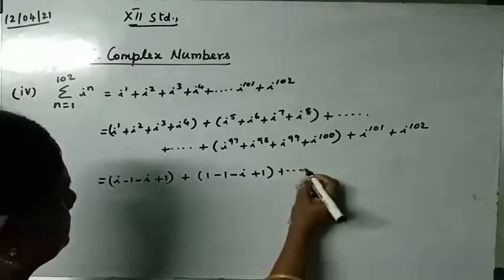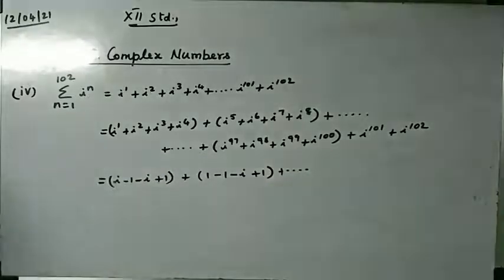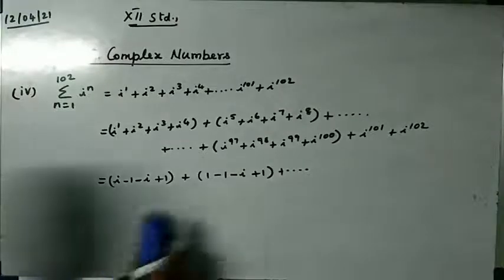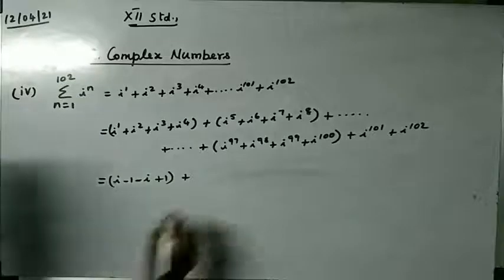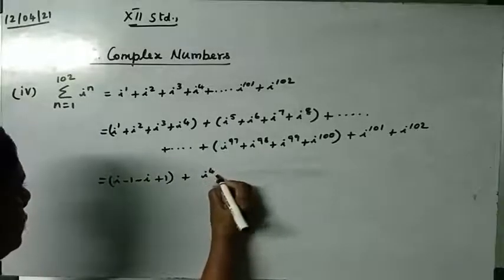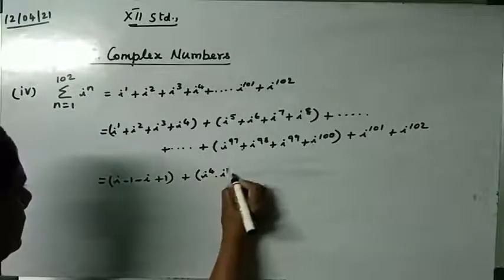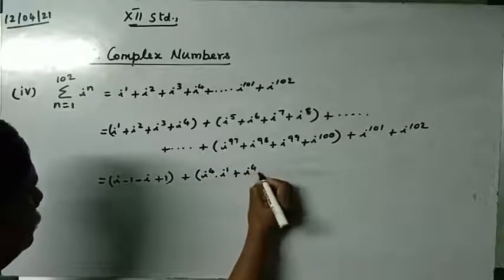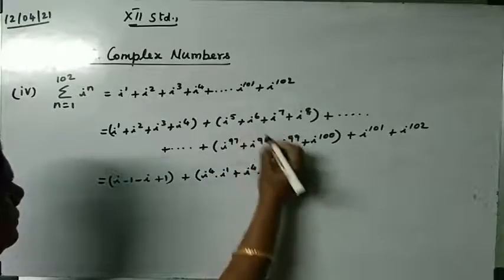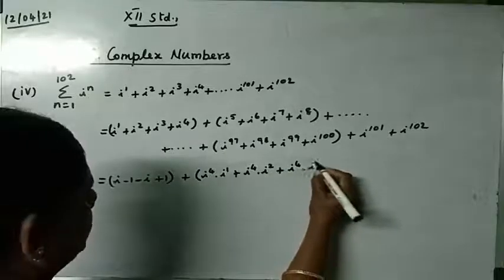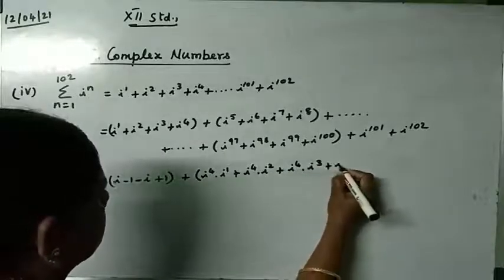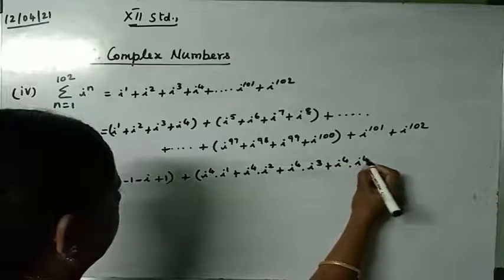So let me explain you once again. i power 5 எப்படி எழுதலாம்? i power 5, i power 4 into i power 1, plus i power 4 into i power 2 (i power 6), plus i power 4 into i power 3, plus i power 4 into i power 4.